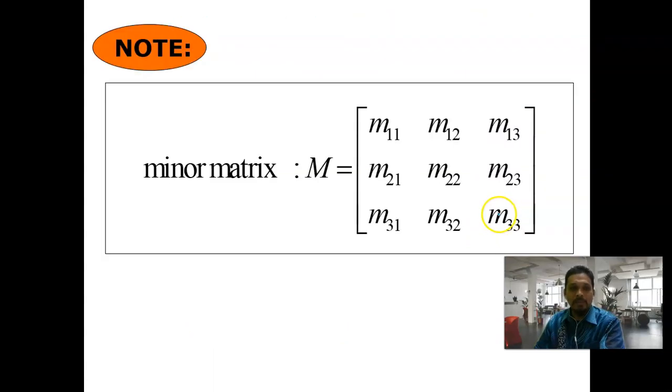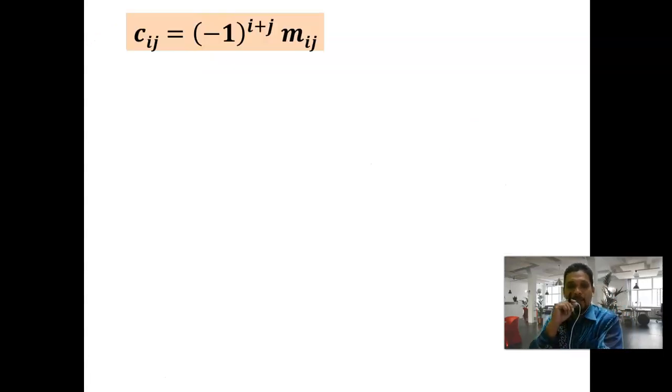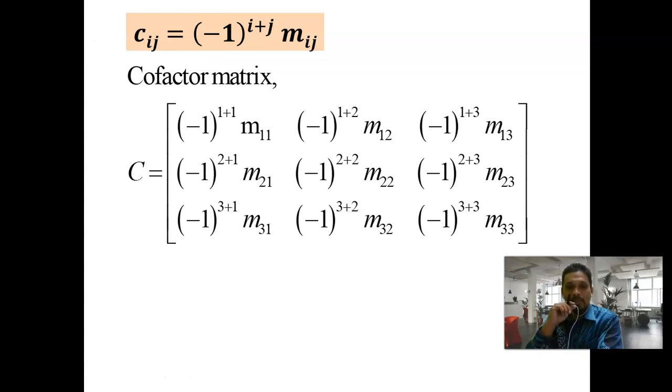So the cofactor of a matrix. Every single element, we can find the minor of each. So minor M11, M12, M13 until minor M33. And then we multiply with negative 1 to the power of the position, row number 1 and column number 1, so it is negative 1 to the power of 1 plus 1.